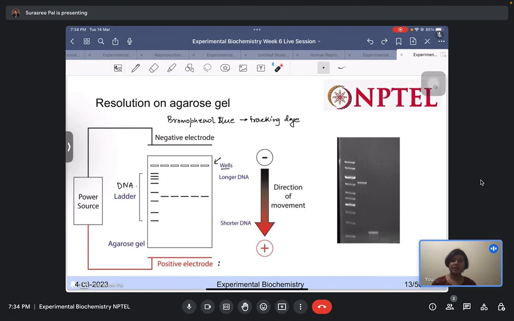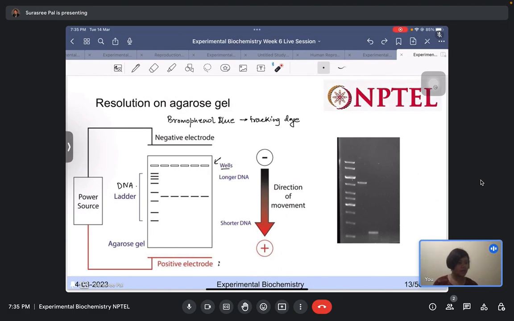Now, how is this migration on the agarose gel resolved? Basically, the DNA molecules which have larger size will migrate slower, similar to polyacrylamide gel, and the DNA molecules which are shorter or which have small size will migrate faster. So the shorter DNA fragments will come down in the gel, whereas the longer DNA fragments will remain on the upper part of the gel, because they will face more resistance. So their migration will be slower.